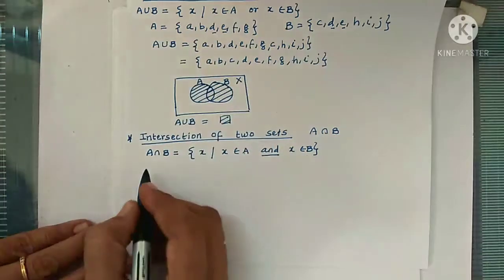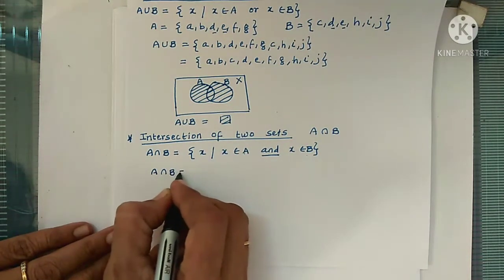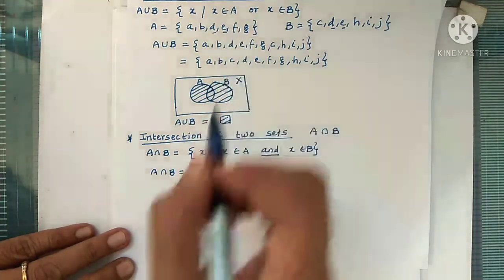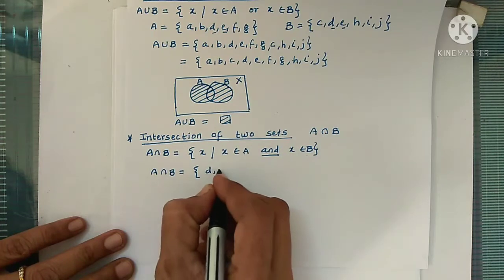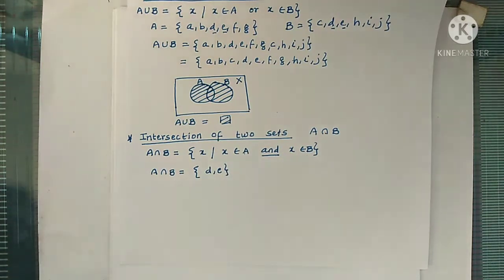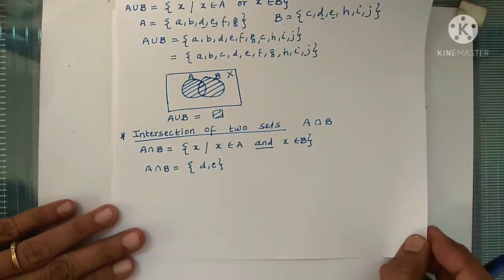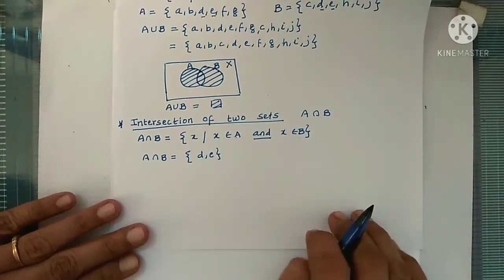So let's take the same sets A and B. In that case, A intersection B is common elements, and common elements are D and E. So here A intersection B is D and E. You can see here that A intersection B is common elements. So A intersection B is a subset of both A and B.